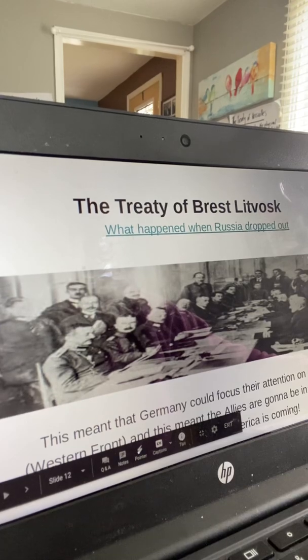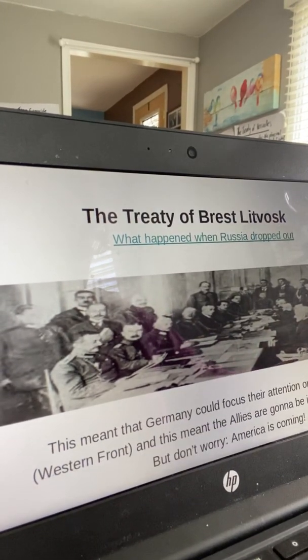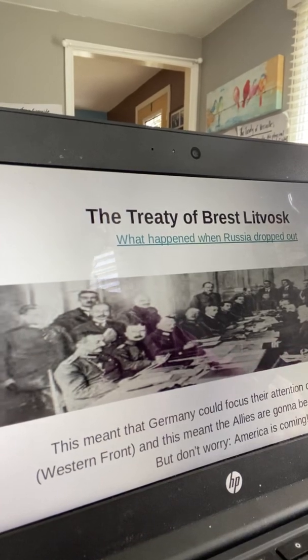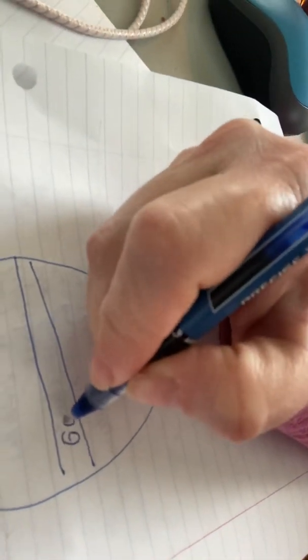What this meant for the war itself is that before this, I'm going to show you something. Let's see if I can do it on here. So here's Europe. I'm going to draw a really accurate map of Europe. Here's the Central Powers. Here's where Germany is.